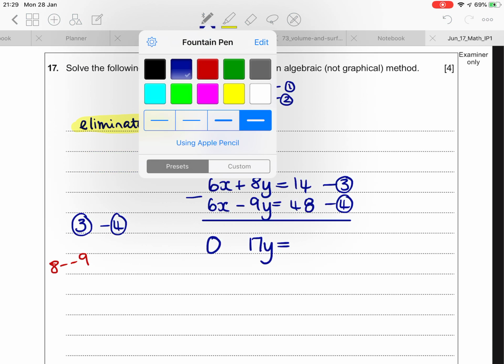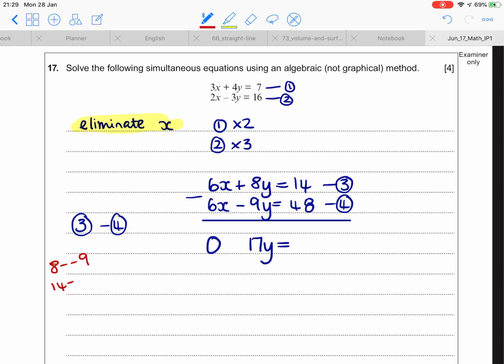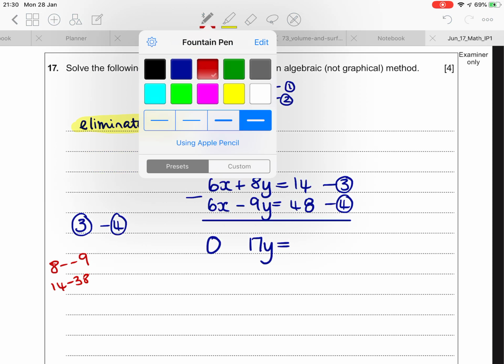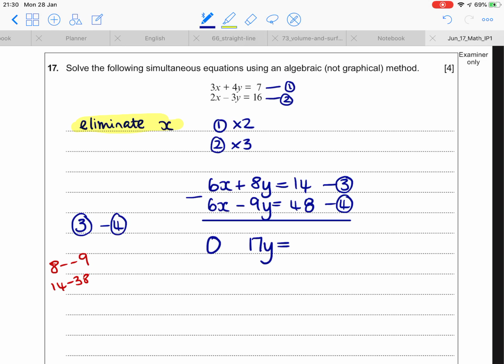Equals, and then on the other side we have 14 minus 38. And 14 minus 38 is going to give us minus 34. 17y equals minus 34. Dividing both sides by 17, y is going to equal minus 34 over 17, which is minus 2. That's only half the work, because we needed to find the x and the y value, and so far all I have is that the y value is minus 2.